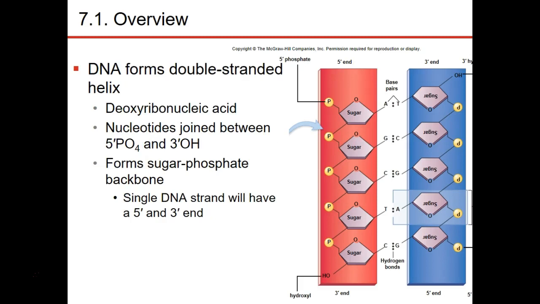This is what DNA looks like. Notice that DNA runs anti-parallel. So on this side we have a 5' end, on this side we have a 3' end. Over here in the blue strand we have a 5' end, up here is the 3' end. They run anti-parallel, they run in the opposite direction of each other.